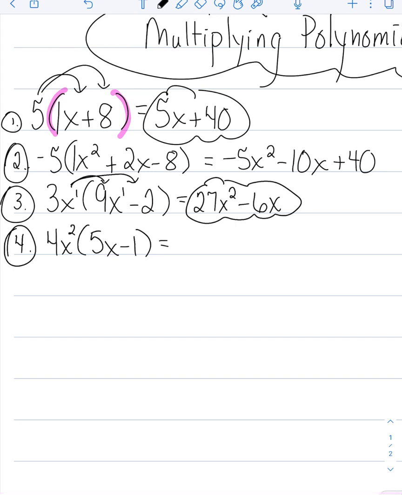4x squared times 5x minus 1. So 4 times 5 is 20. I have two x's on the outside, and remember that's x to the first. So x squared times x is x to the third. Now let's multiply the next one. 4x squared times negative 1, that's negative 4. And I have x to the squared and no other x's, so I just leave it x to the second power, or x squared.